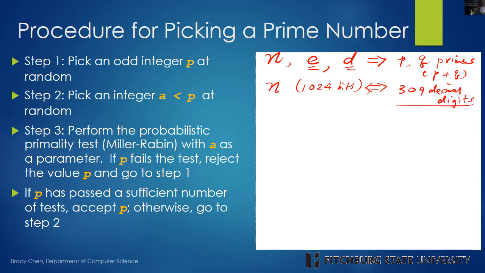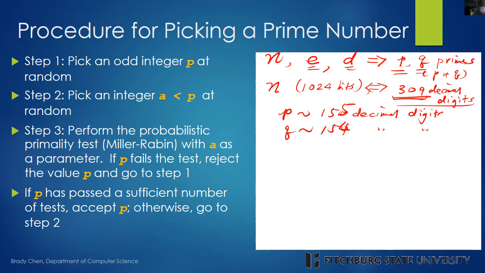If we want n to be about 300 decimal digits, then we must pick the two prime numbers p and q big enough, so that when they multiply, we get a number of 300 decimal digits. So each of p and q should be around 150 decimal digits. To make it 309, technically one of these should be 155 digits and the other one should be 154. It doesn't matter, it's just a one digit difference.